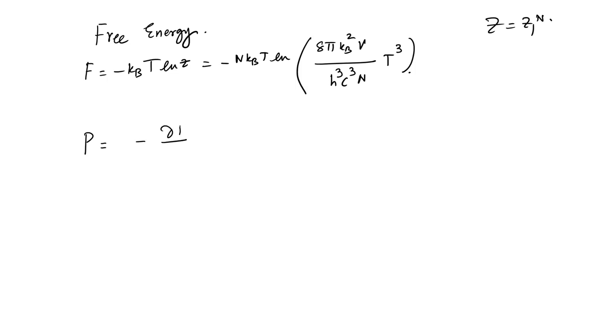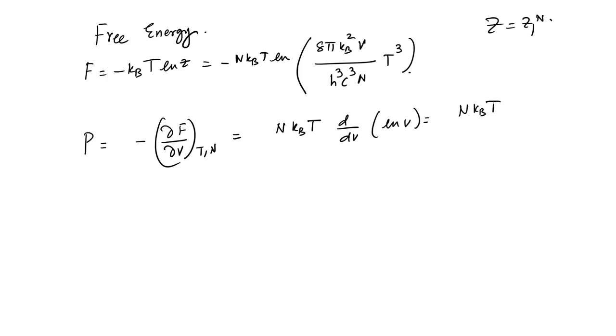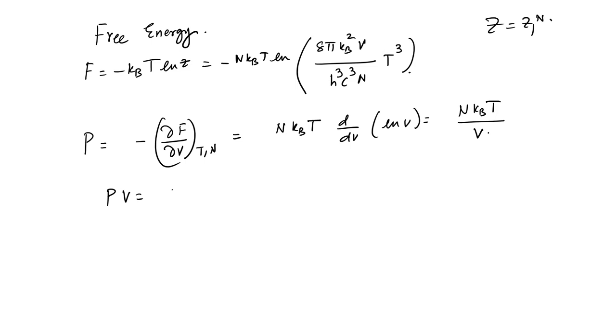And we can also calculate the pressure, which is equal to minus del F del V at a given T and N, and this is equal to N kT d/dV of log of V. And this gives you N kT over V. Remember, we are still using this capital N, which is the total number of photons. So even if the container exchanges the particles or the photons with the surroundings, we are still talking about the total number of photons.